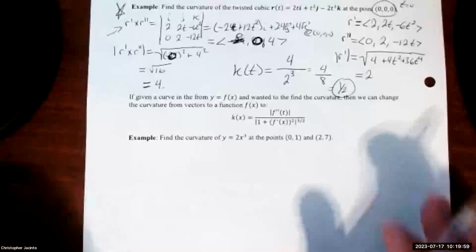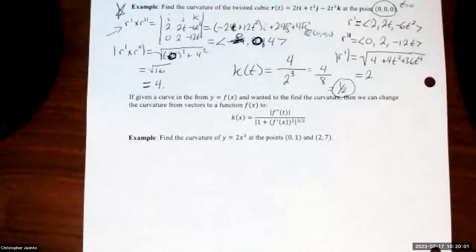Last part of this is, if given a curve in the form y equals f(x), so now we're talking about f(x), not a vector, but a normal function as we know so far. What if we want to find the curvature of any arbitrary curve in 2 dimensions, with respect to t and x? Then we can change the curvature from vectors to functions in this format.